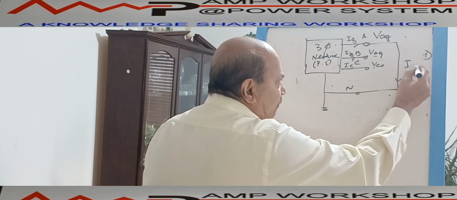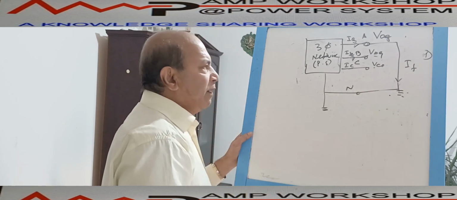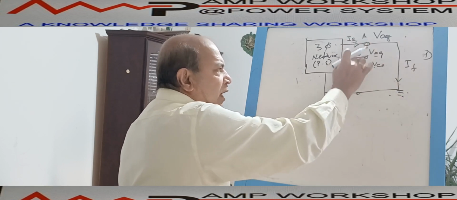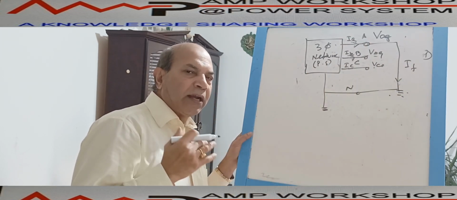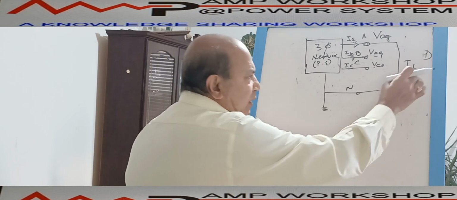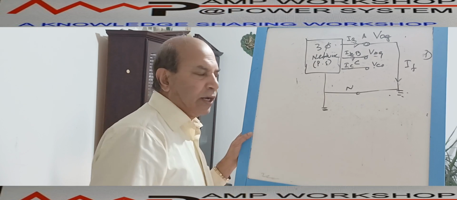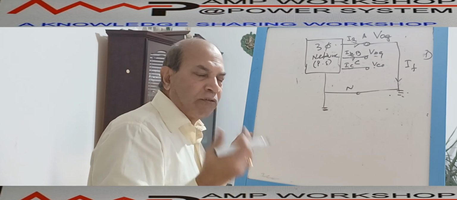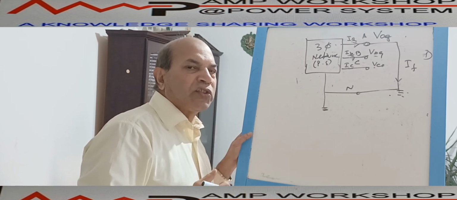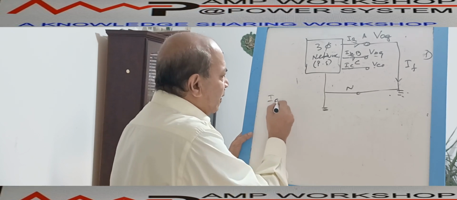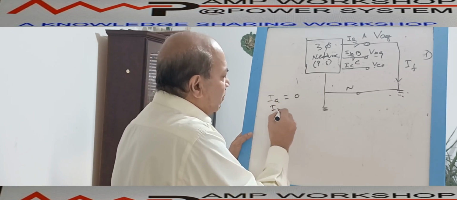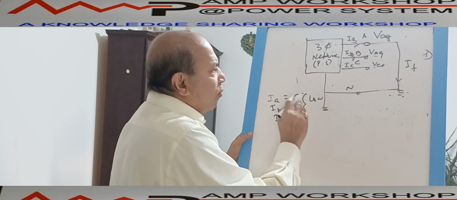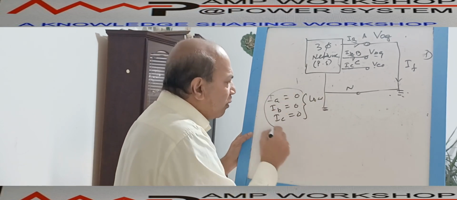Suppose this fault current is IF. With respect to IF, the currents IA, IB and IC, whatever load current was flowing before the fault, we can neglect when we consider the fault current. So in the calculation of fault current, one of the assumptions is that the current flowing through the network before the fault is considered zero. That means IA equal to 0, IB equal to 0, IC equal to 0. That is the load current.